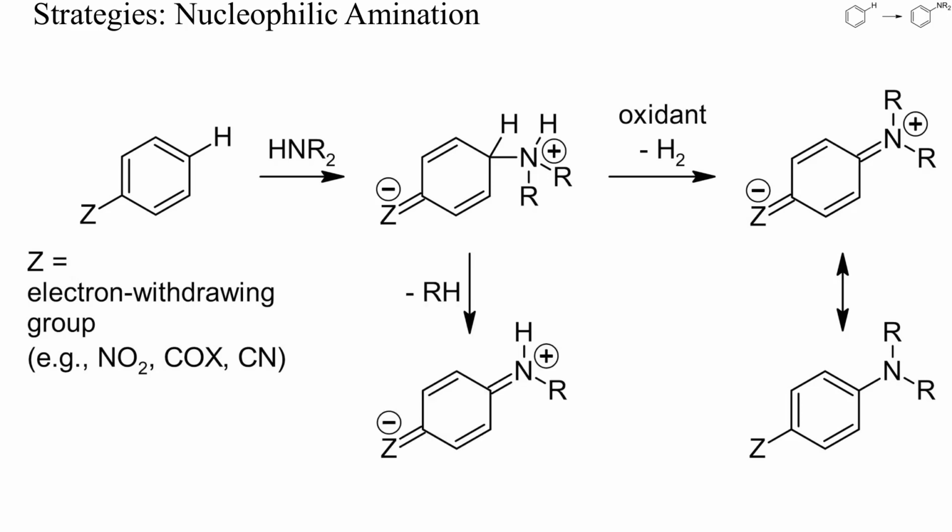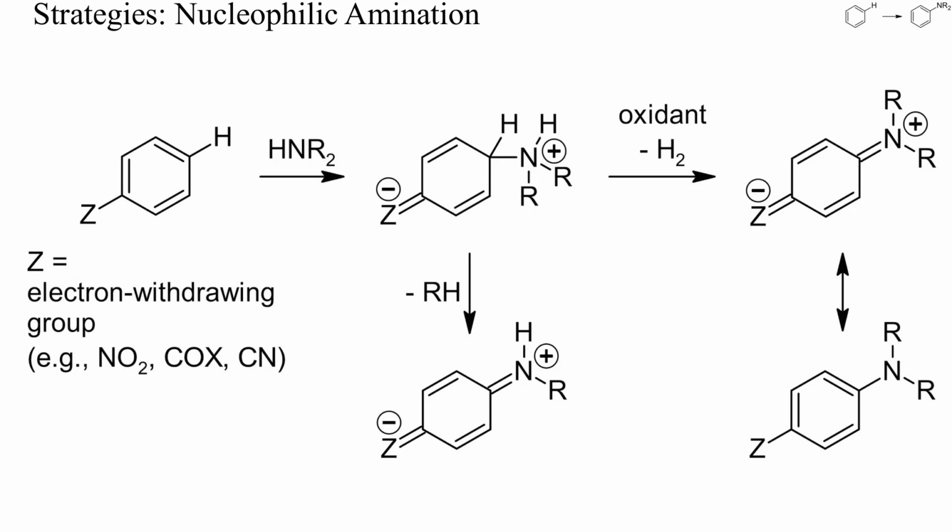Alternatively, if one of the R groups of the amine sketched here is a leaving group, then no oxidant would be required for nucleophilic amination. Thus, hydroxylamines can, for instance, aminate electron-deficient arenes directly.